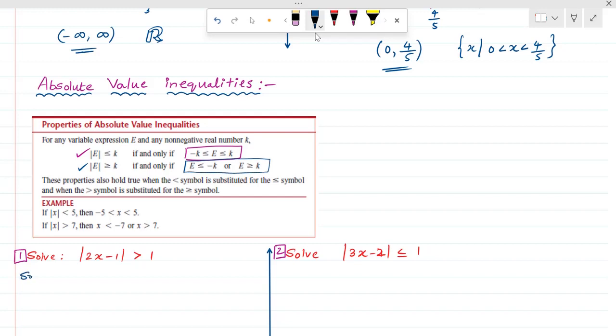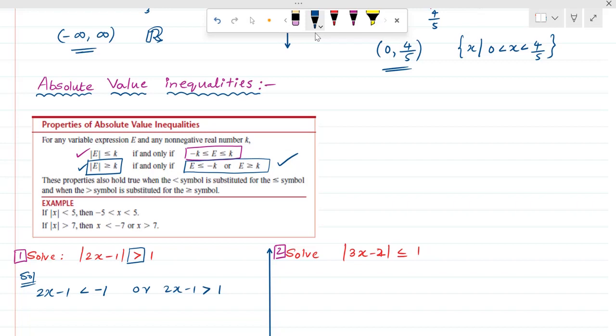Now let us solve the problems based on the compound inequalities. So here we will have the more than, so we will have to use the next rule. I will use this rule because it's a more than. So if it is more than, what is the formula? 2x minus 1 less than minus 1 or 2x minus 1 more than plus 1. So as per this rule, I write the formula. I expand this absolute value inequality. So it is less than minus k, more than 1, and in between is or.